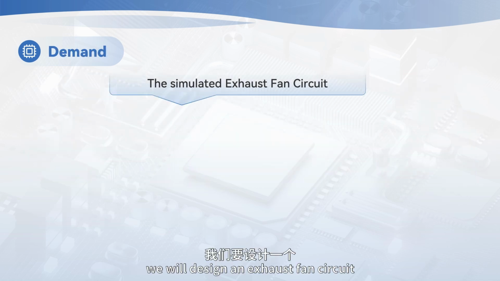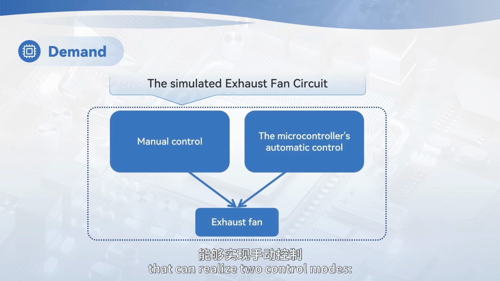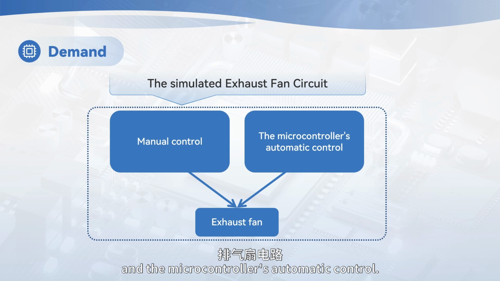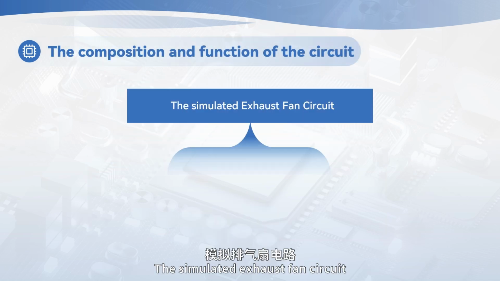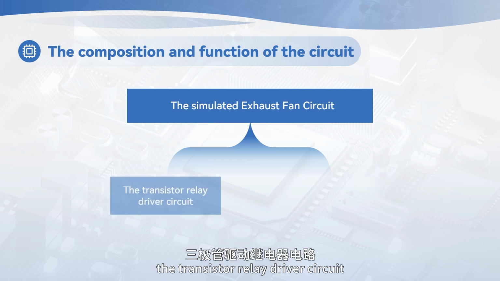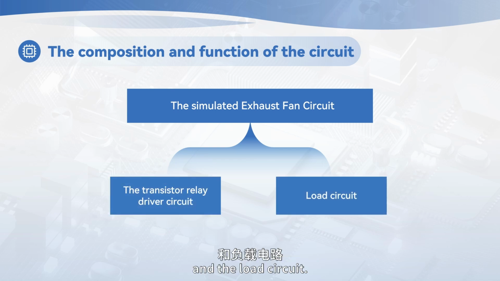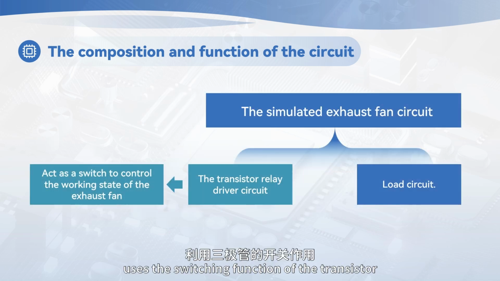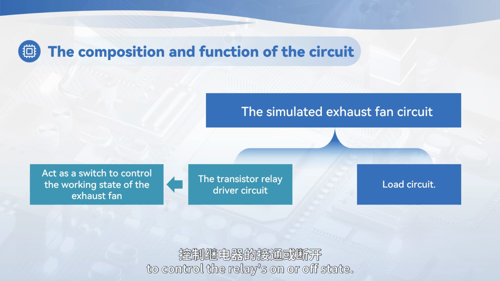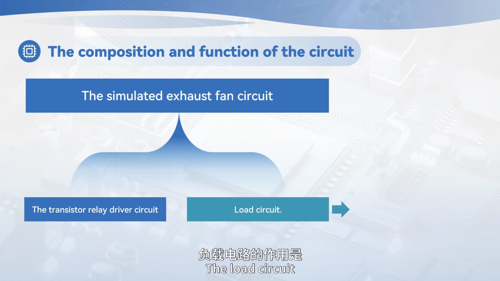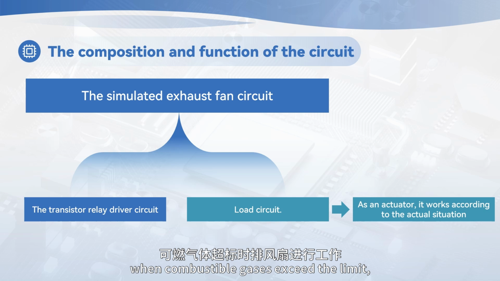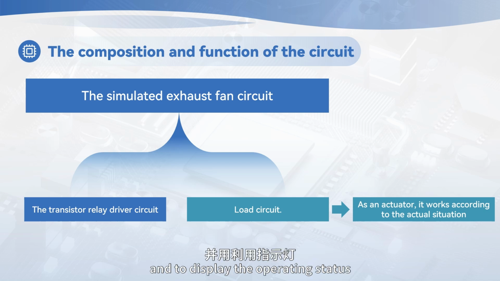In this lesson, we will design an exhaust fan circuit that can realize two control modes, manual control and the microcontroller's automatic control. The simulated exhaust fan circuit consists of two main parts, the transistor relay driver circuit and the load circuit. The transistor relay driver circuit uses the switching function of the transistor to control the relay's on or off state. The load circuit is to operate the exhaust fan as an actuator when combustible gases exceed the limit and to display the operating status of the exhaust fan using an indicator light.